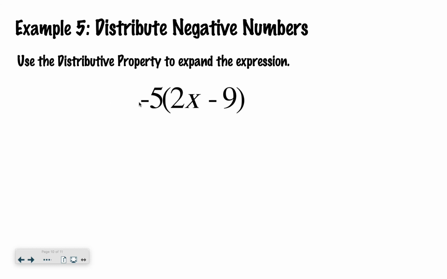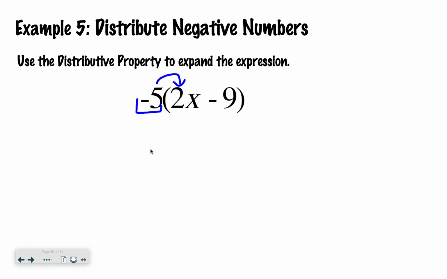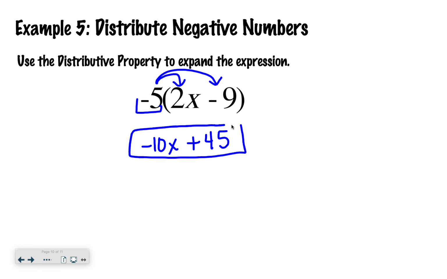So now we're going to use the distributive property to distribute a negative. So I have negative 5 times 2x would be negative 10x. And then I have negative 5 times a negative 9. So negative times negative becomes positive, and 5 times 9 is 45. Okay, and if you wanted to expand it out, you would do something like this.